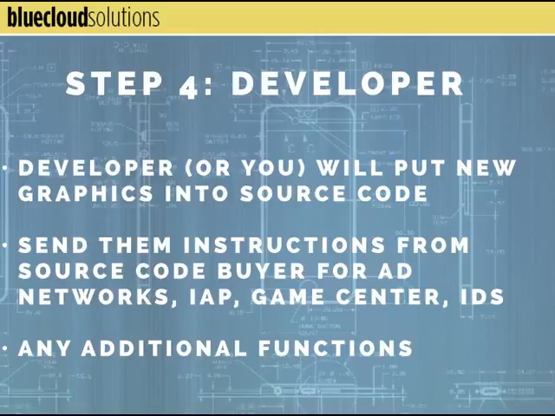And then you're going to send them instructions from whatever place you bought the source code. So if you buy it from Blue Cloud, you're going to have full documentation that you can send them that's going to show them everywhere in the code where they need to update things like ad networks and in-app purchases, Game Center, all the IDs you need, bundle IDs, everything else. And you're going to talk about any additional functions you want to add.